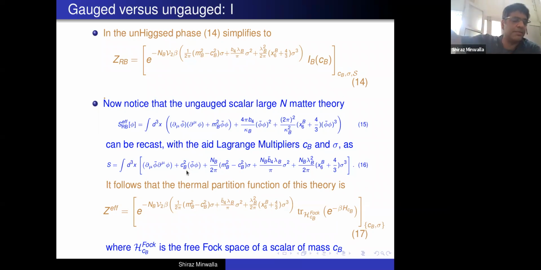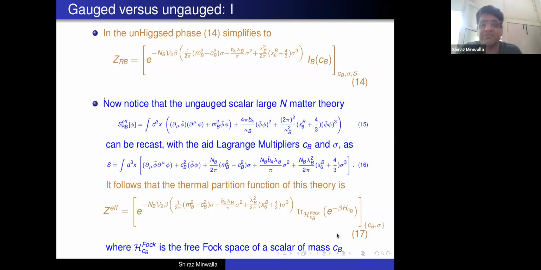CB will eventually be determined by an extremization. We assume this extremization is translationally invariant. Then CB is some constant. It's not a field; it's just some constant number. And we can evaluate the path integral over phi to obtain this partition function, which is just the partition function of a bosonic field of mass CB dressed by these Lagrange multiplier factors. Okay, and then extremized over CB and sigma.